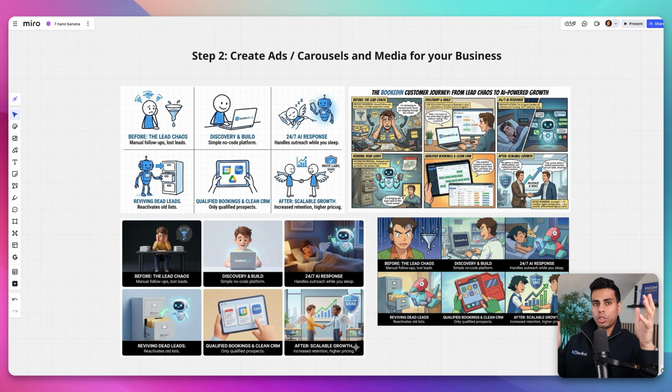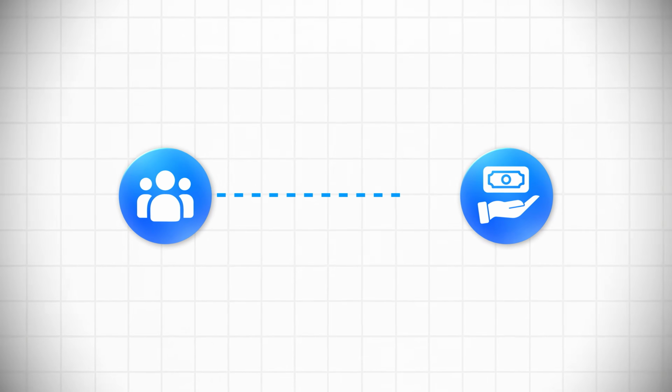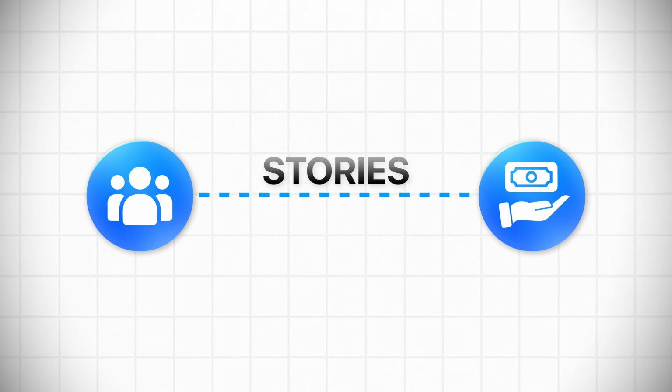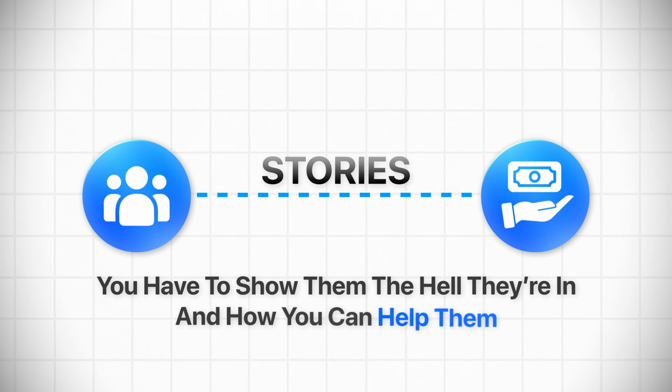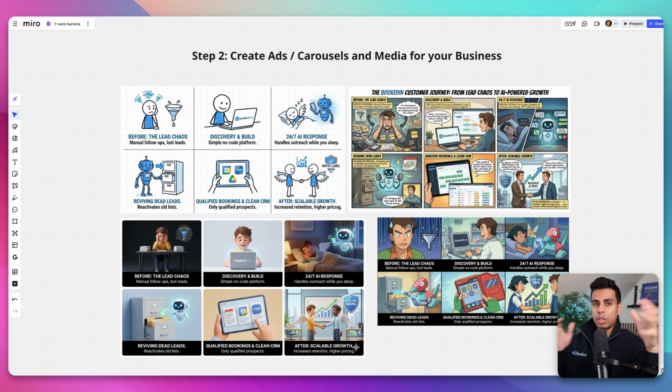If you want to convert cold traffic into customers, you have to make them understand what you do. And in order to do that, stories work really, really well. You have to kind of show them the hell they're in and how you can help them, right? But usually communicating that costs a fortune in design time and a lot of fees, right? But now what's cool is that you can just use Nano Banana to generate these customer journeys in so many completely different vibes. Like, look at this.